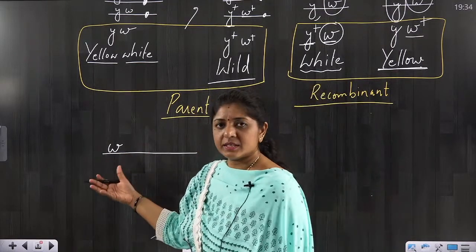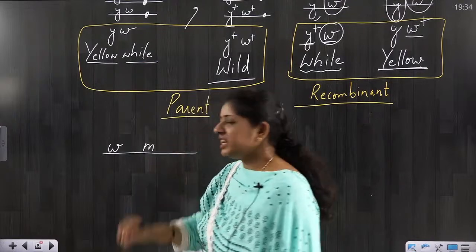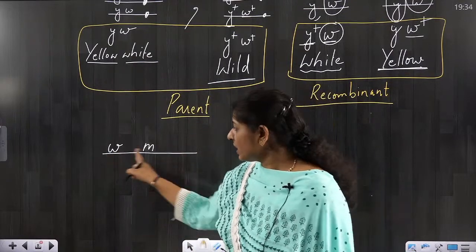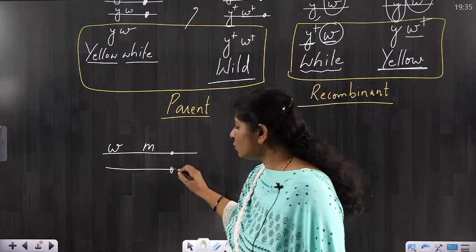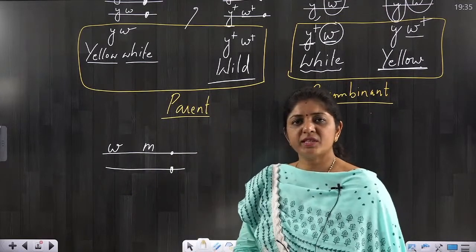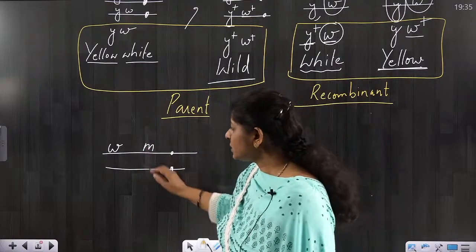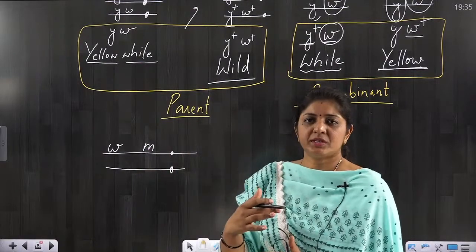With the wing size, I am taking miniature. If you remember, both are recessive. And now if I am expressing on XX chromosome, from the beginning I am drawing on XX. Why? Because both the X's will have the same genes, right?